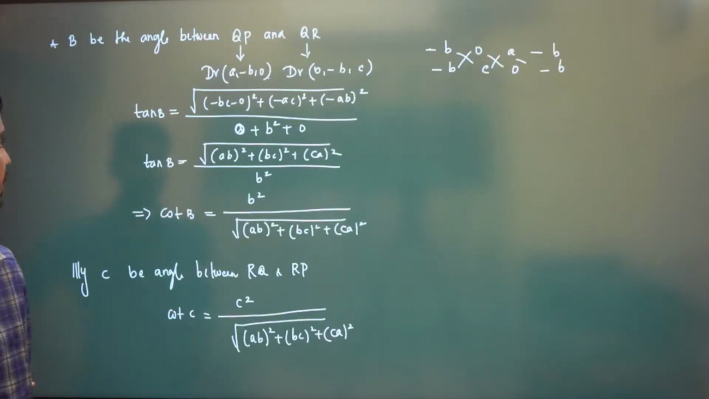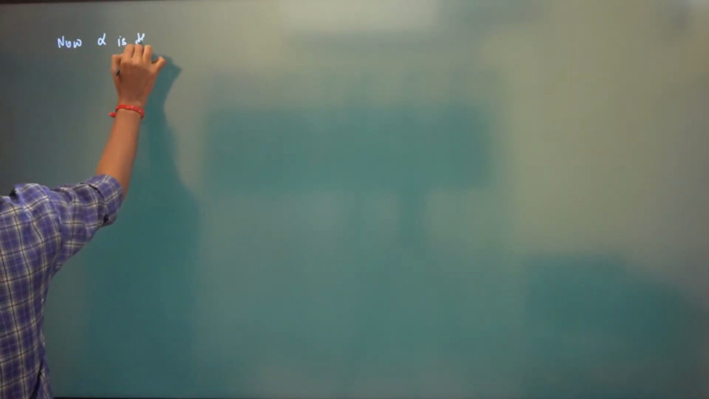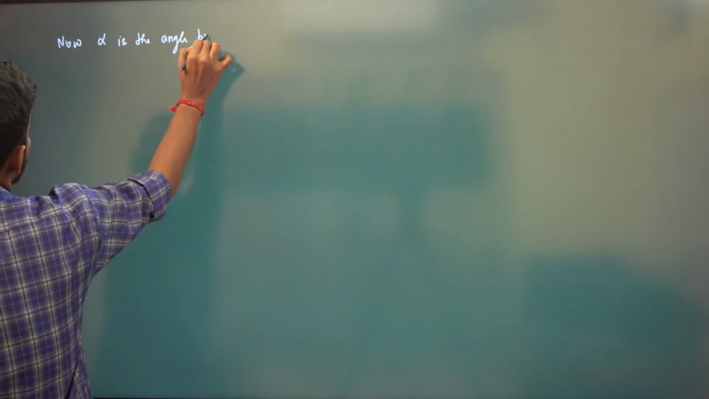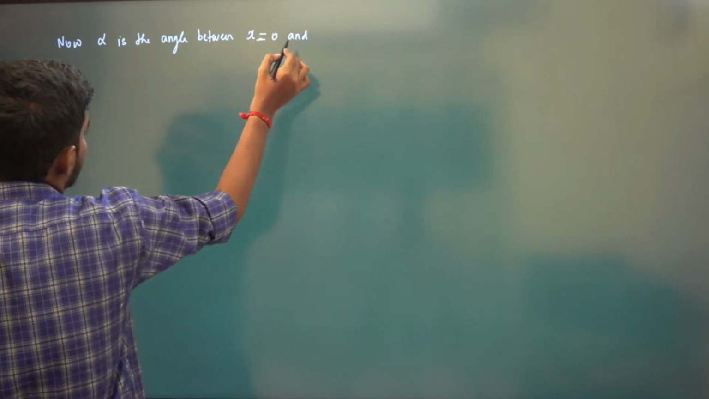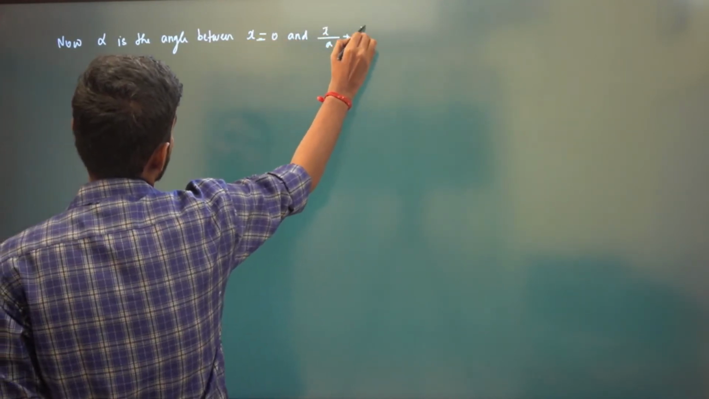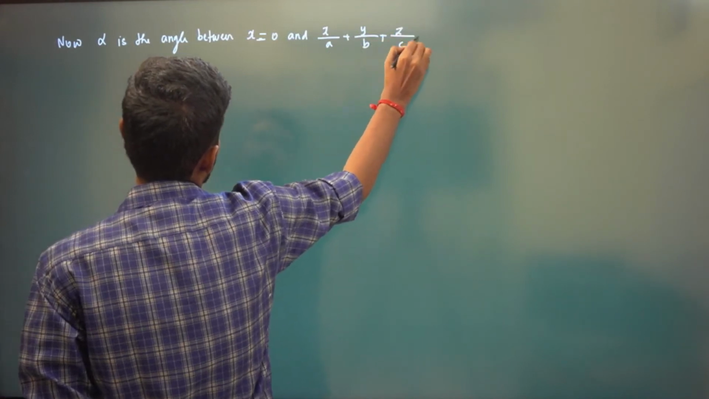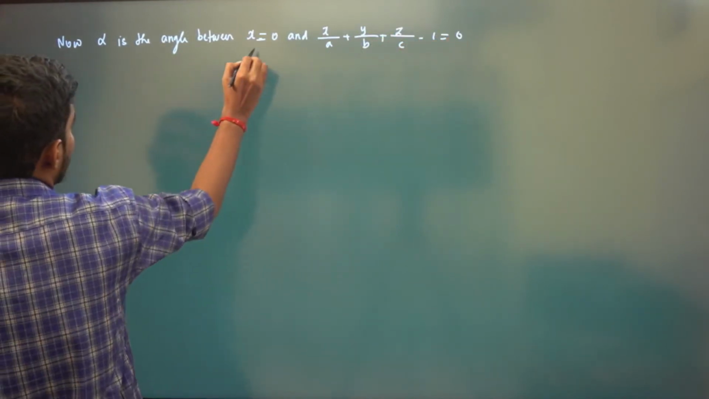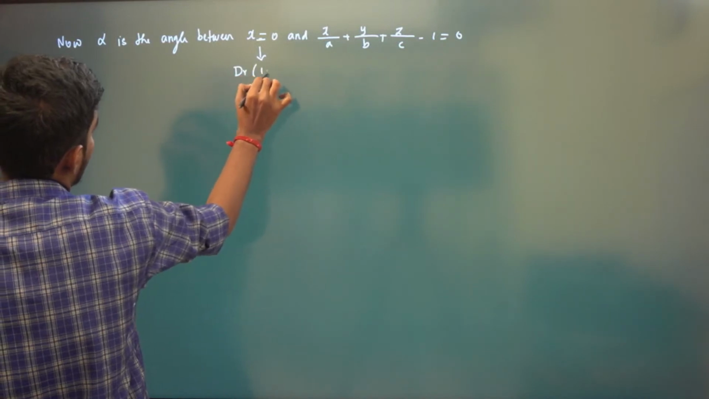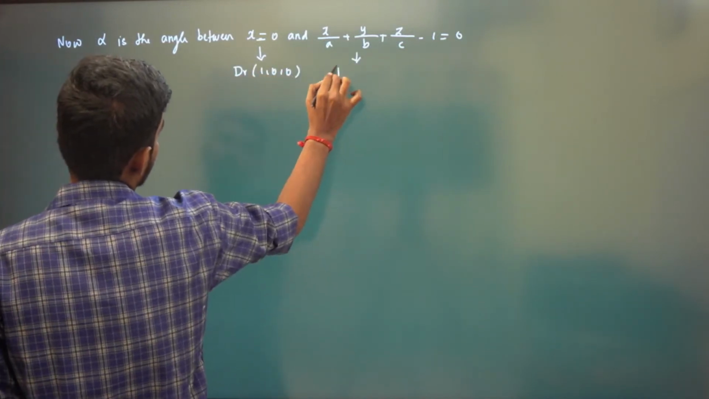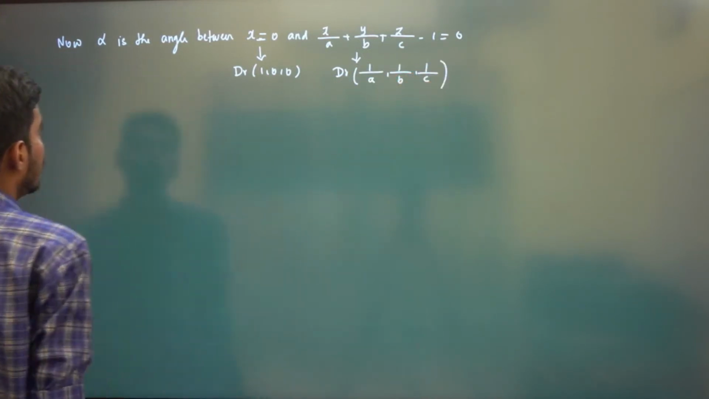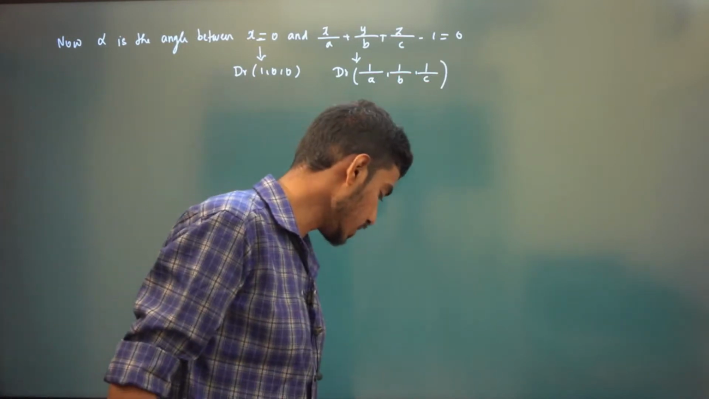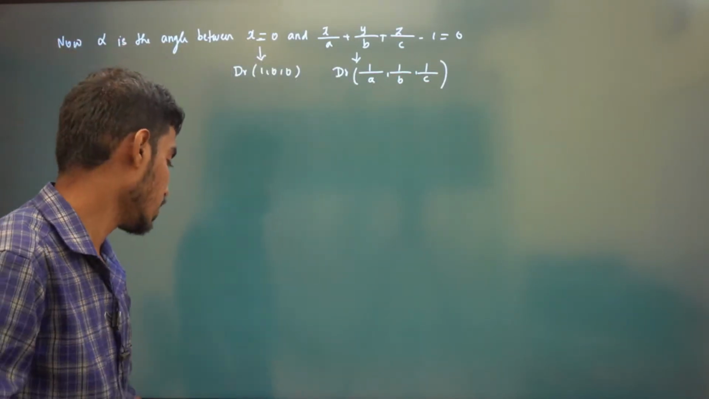Now let alpha be the angle between the first plane and the whole plane, which is x by a plus y by b plus z by c minus 1 is equal to 0. Now what is the direction ratio of this? It is 1, 0, 0. Now what is the direction ratio of this? It is 1 by a, 1 by b, 1 by c. Now alpha is the angle between them. Now you find cos alpha.